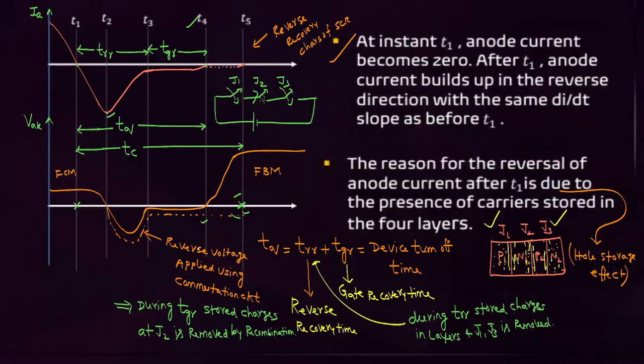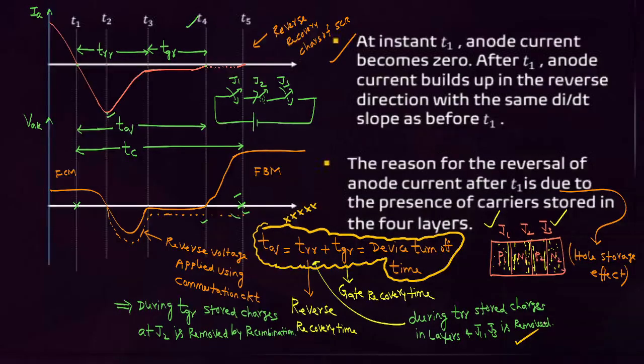In turn off characteristics, mainly the device turn off time equals reverse recovery time plus gate recovery time. This formula you have to concentrate on; no need to concentrate on all the points. What is the device turn off time? It equals reverse recovery time plus gate recovery time. During reverse recovery time, the charge carriers in the layers and at J1, J3 are removed. During gate recovery time, the charge carriers at the J2 junction are removed. That is what the device turn off is.